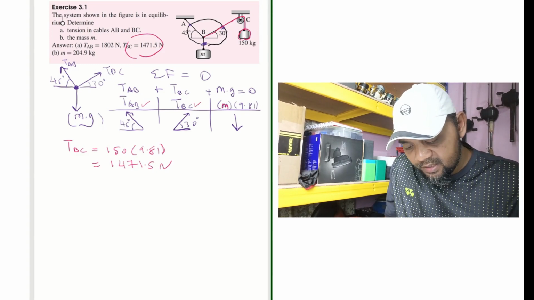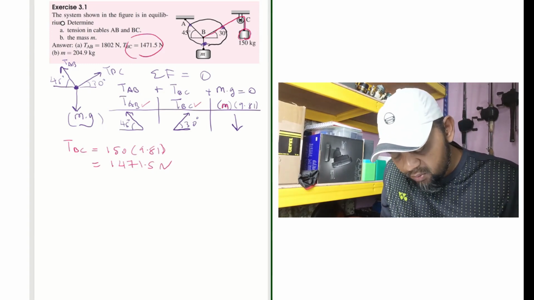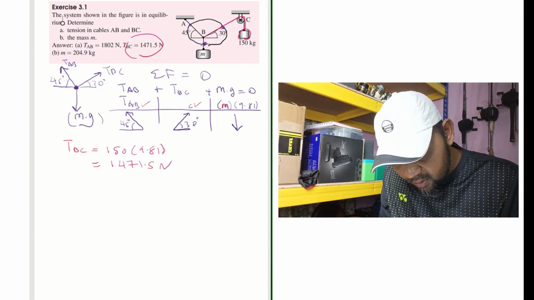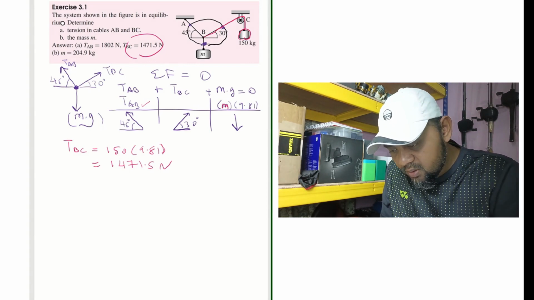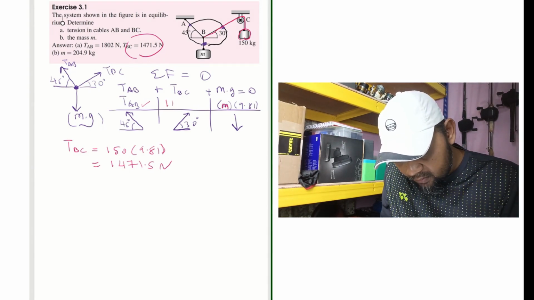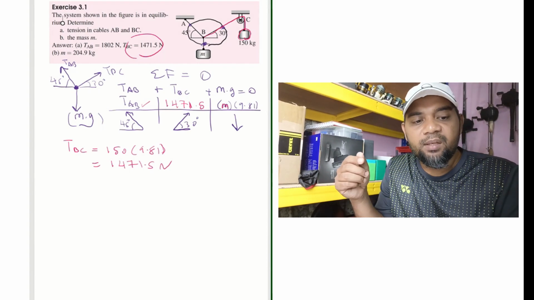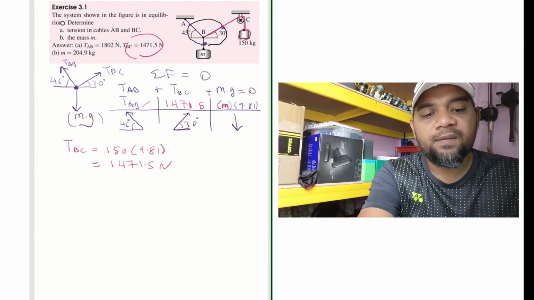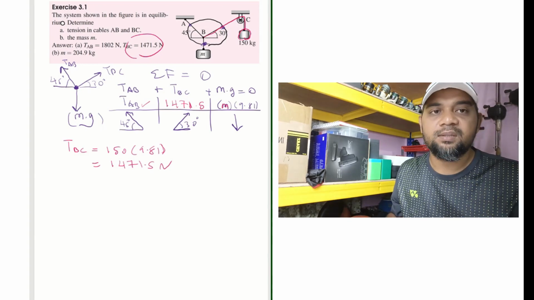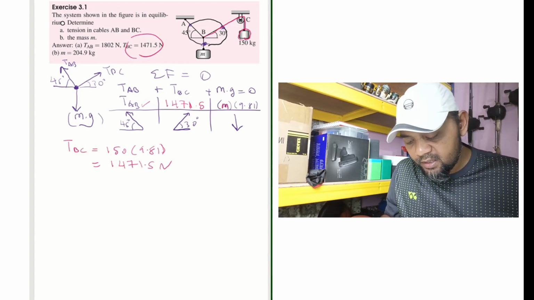So you replace this TBC here. I want to replace the TBC, so I will erase this part. So the TBC is actually 1471.5 Newton. Okay, so by doing so, I now only have 2 unknowns. So with 2 unknowns for this type of equation, we can easily solve this equation.